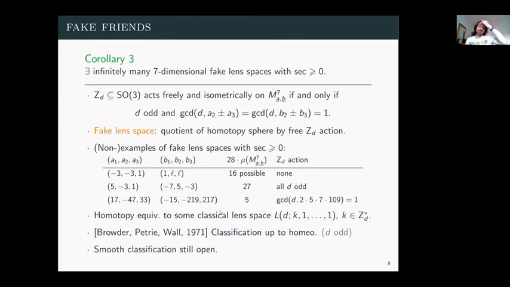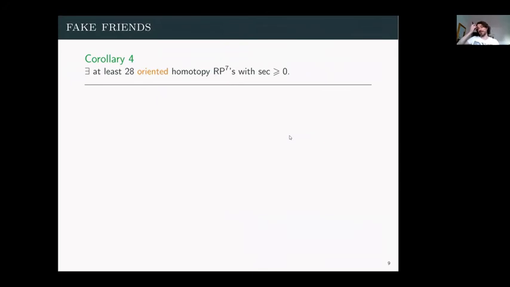And it seems that the smooth classification of these fake lens spaces is still open, even in the case where D is odd, where this has been known for 50 years up to homeomorphism. So it seems that surgery theory isn't sophisticated enough, or we aren't clever enough, to complete the classification up to diffeomorphism yet.